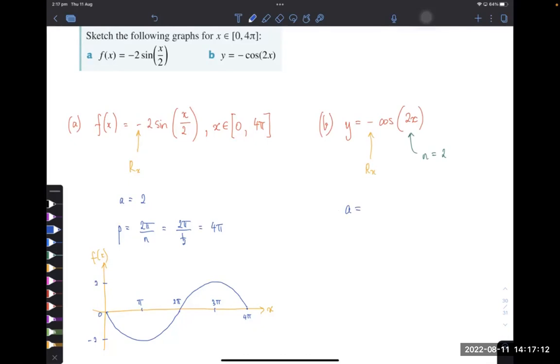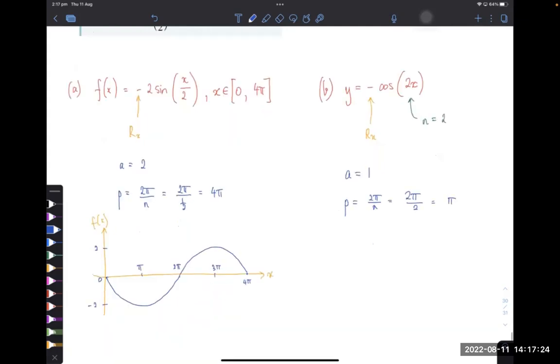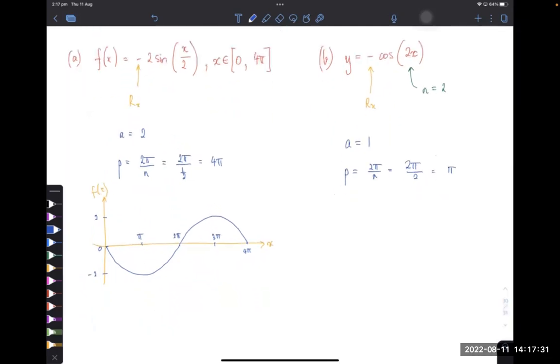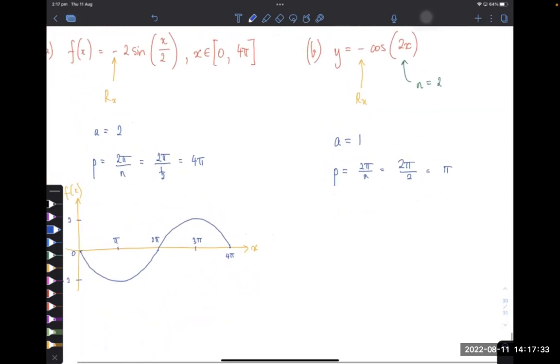Amplitude: 1. Period: 2 pi over n, which is 2 pi over 2, which is pi. So how many cycles are we going to draw between 0 and 4 pi? 4 of them, yeah?